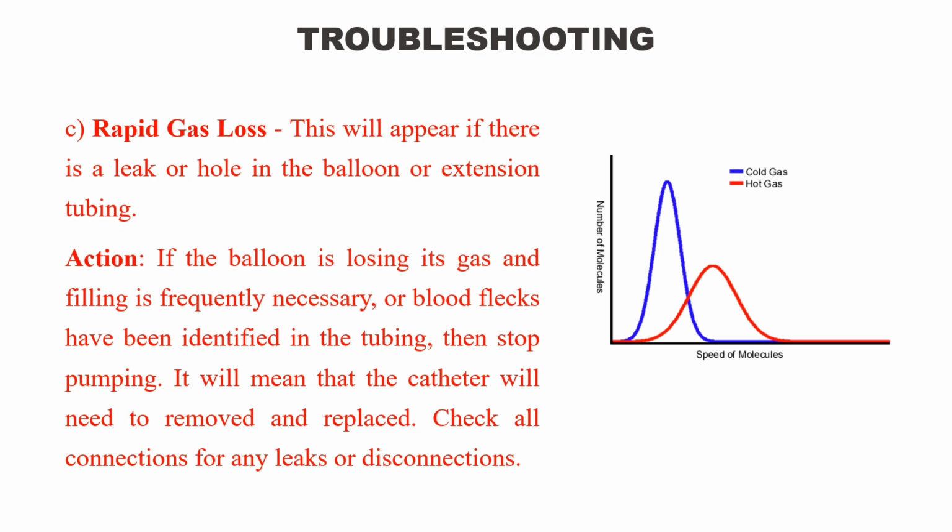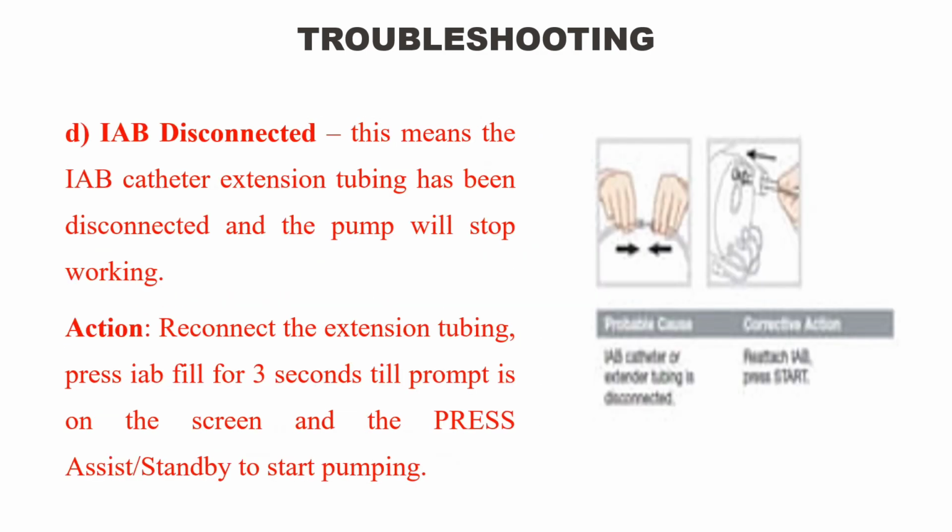If the balloon is losing gas and filling is frequently necessary, or blood flecks have been identified in the tubing, then we have to stop the pumping immediately. It means that the catheter will need to be removed and replaced. Finally, check all connections for any leaks and disconnections. IABP disconnect. This means the IABP catheter extension tubing has been disconnected and the pump will stop working. What action needs to be taken? Reconnect the extension tubing, press IABP fill for 3 seconds until the prompt is on the screen, and press assist. Standby, then start pumping.